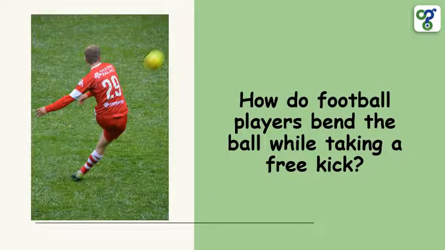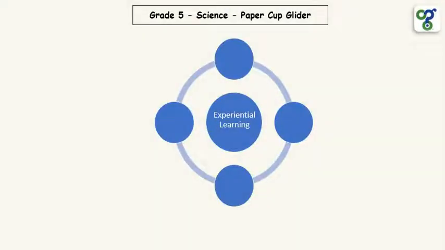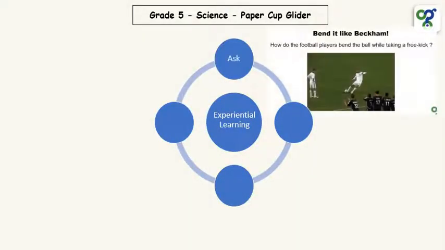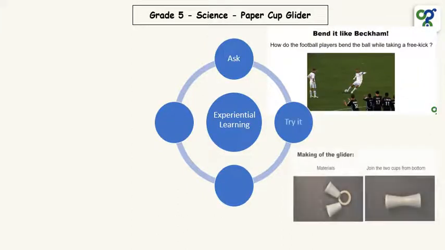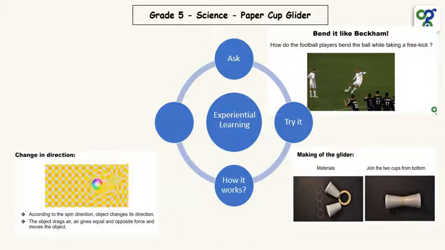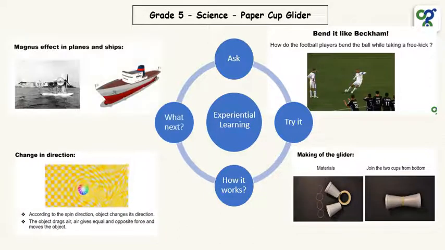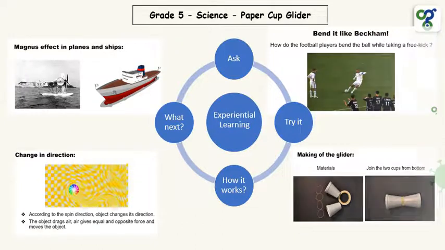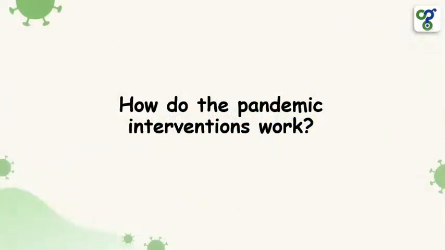A sports-based curiosity question helps get the class excited. Shown here is the cycle of experiential learning, which is more or less applicable to all lessons. By making a paper cup toy and observing the way it glides through the air, students explore the science behind the sport. Scientific literacy helps students understand events in their surroundings.